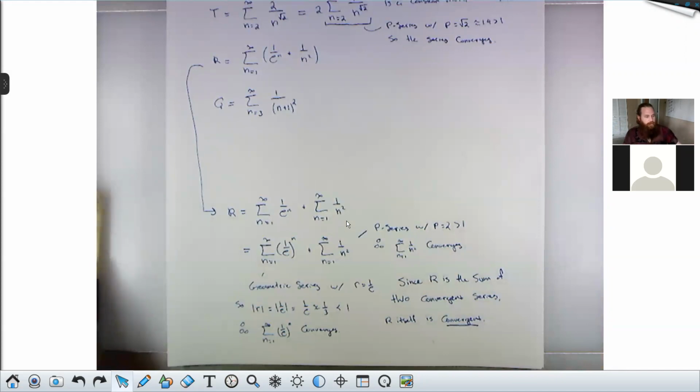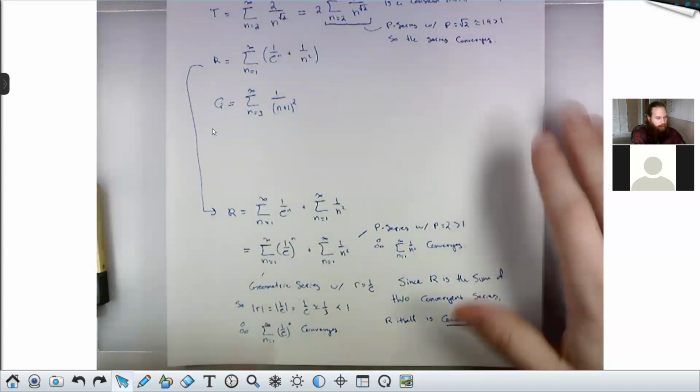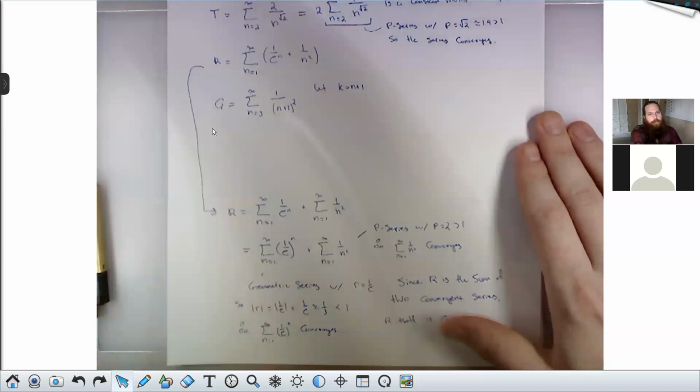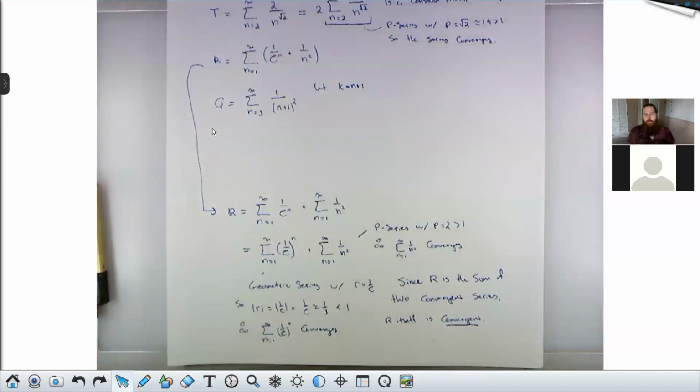Q is not a p-series because it's not just 1 over n to the p. So I want to look at Q now. Because of the n plus 1 downstairs rather than just n, this is not a p-series. However, you can do something neat in infinite series called index shifting. Check this out. It's just like making a u sub, only I'm doing it in a series. Remember, I say series and integrals are very, very similar. The integral test shows us just how similar they are. Well, here I'm going to show you a little bit more.